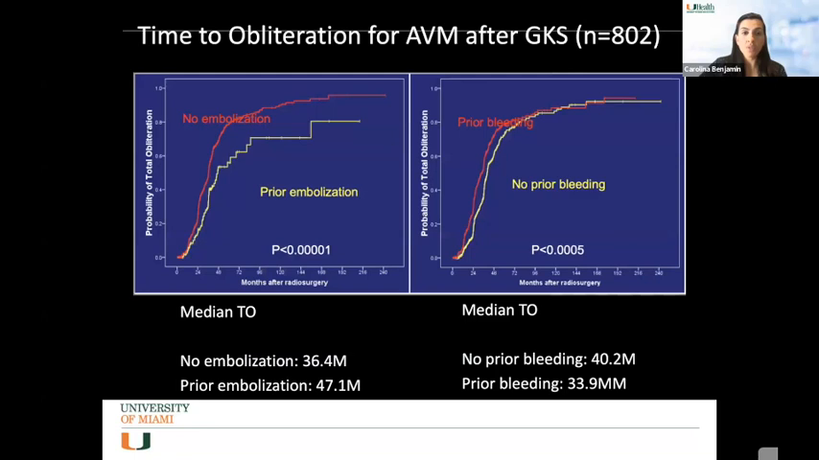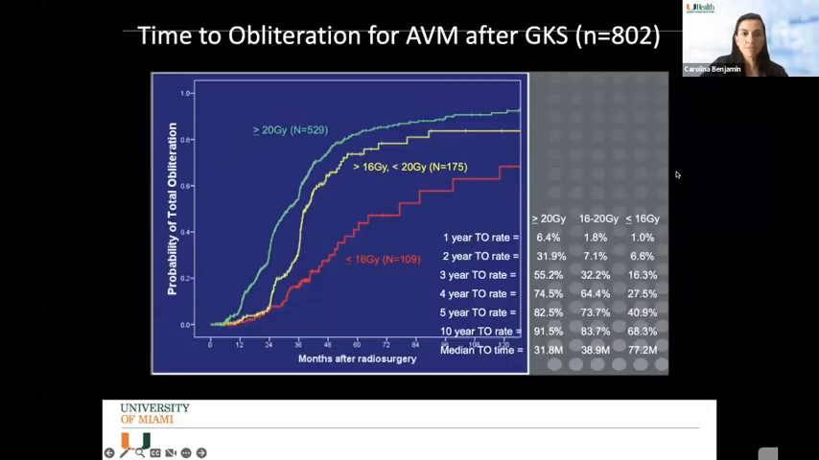So again, this was a single study. Embolization does seem to significantly impact obliteration rates. That has to do probably just with scatter and artifact in imaging, which has actually improved over time. But previously, there was significant difficulty identifying the nidus and targeting it when there was a lot of embolization material obscuring our imaging. And if you had prior bleeds, that also significantly impacted obliteration rates.